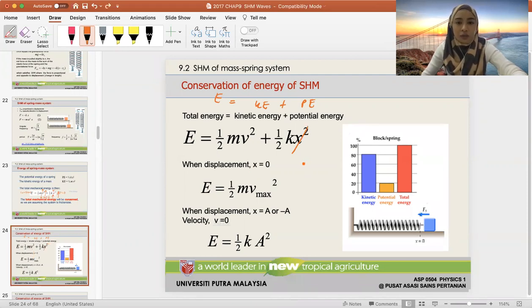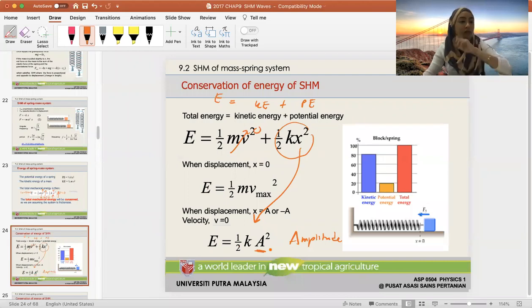Okay, sama juga when my KE is equal to 0, this becomes the maximum. What is the maximum displacement? It is amplitude. So your equation becomes 1/2 ka squared because that is the maximum amplitude. Okay, Vmax, you just label it as Vmax lah. Maximum displacement, label it as A, amplitude, for a simple harmonic motion spring mass system.